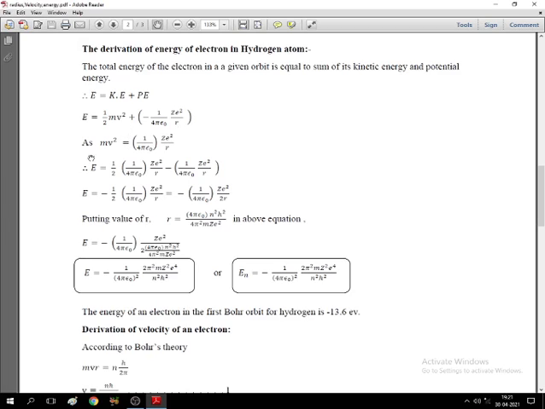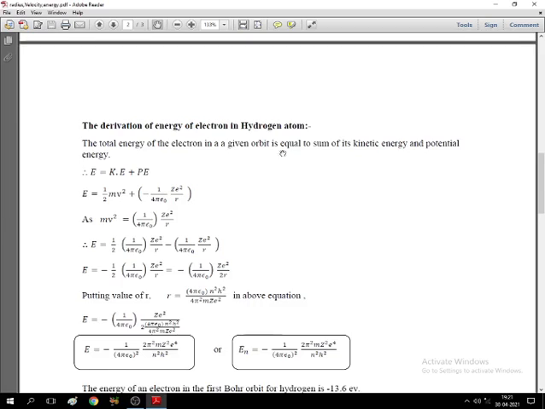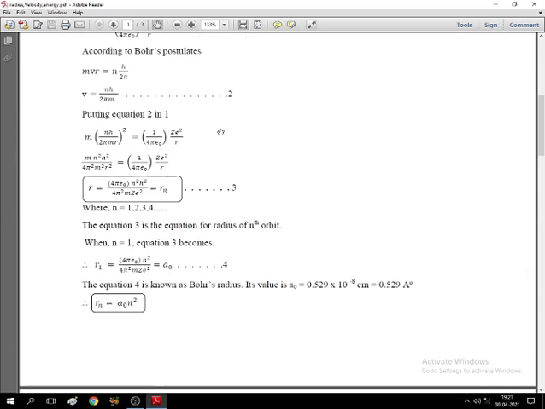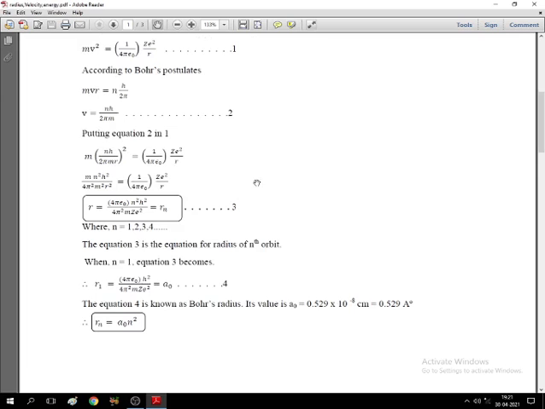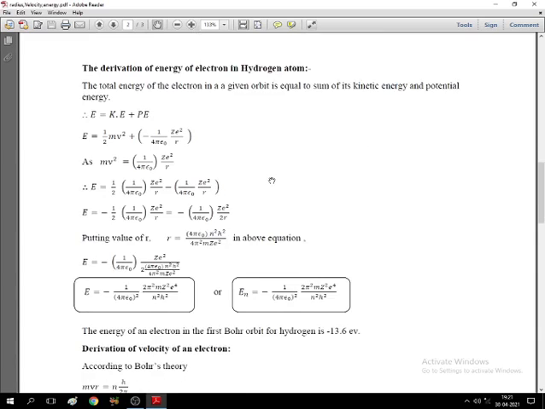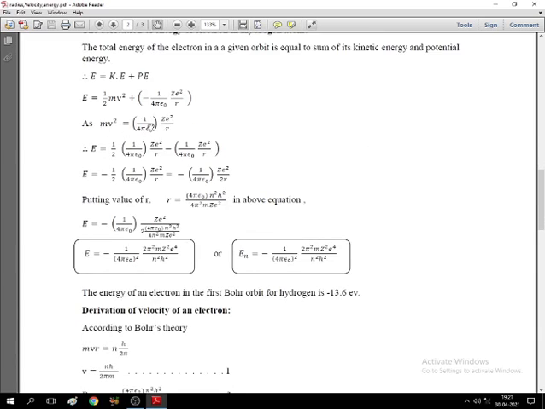Now here is the mv square. Now this mv square is equal to 1 upon 4πε0 Ze square upon r. Now this is from the equation number 1 in the last derivation. ही जी व्हॅल्यू आहे mv square ची, हीच व्हॅल्यू तिथे घेतलेली इक्वेशन 1 ची. Now this is the value of mv square, right? Therefore total energy is equal to half as it is mv square ची व्हॅल्यू ठेवलेली आहे minus, now this plus this is minus, it is minus 1 upon 4πε0 Ze square upon r.